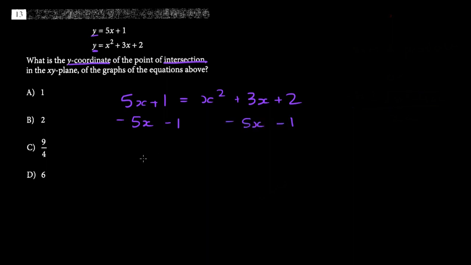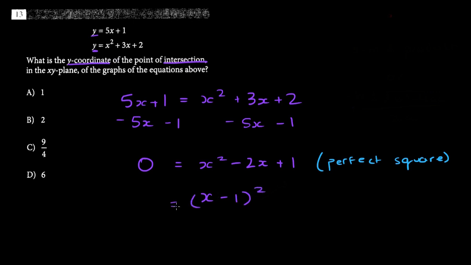And so I should be left with 0 on the left-hand side, x squared, 3x minus 5x is minus 2x, 2 minus 1 is plus 1. Now, this is actually what we like to call a perfect square, and I'll tell you why. If I simplify this, it's going to be x minus 1 squared equals 0.